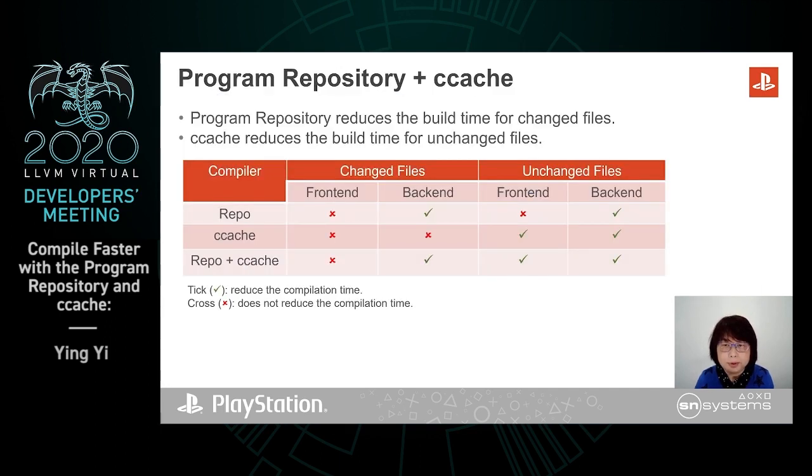This table shows that the program repository reduces the backend compilation time for both changed and unchanged files, whereas Ccache reduces the whole compilation time for unchanged files. When Ccache is used to build a large project, the cache can quickly become invalid due to the frequency of header file changes. Therefore, the repo and Ccache together achieves much faster builds than using either of them individually.